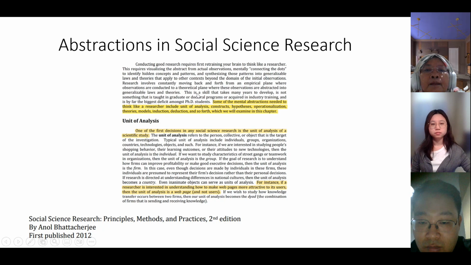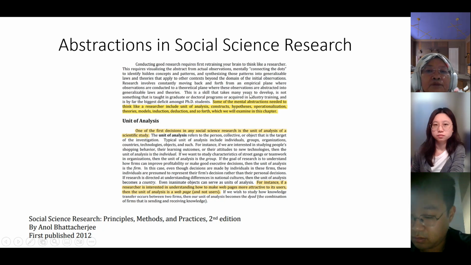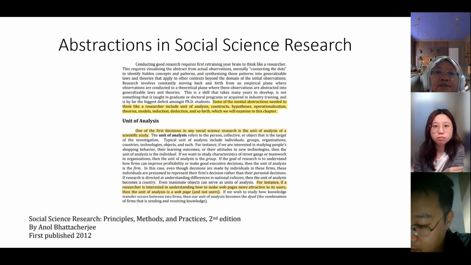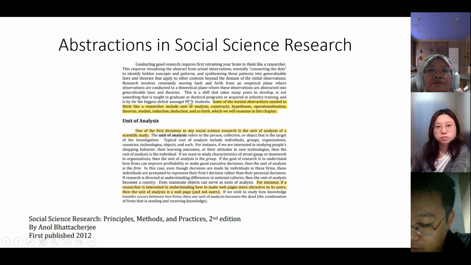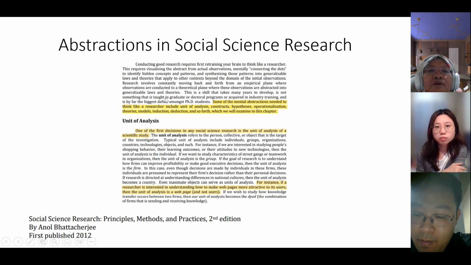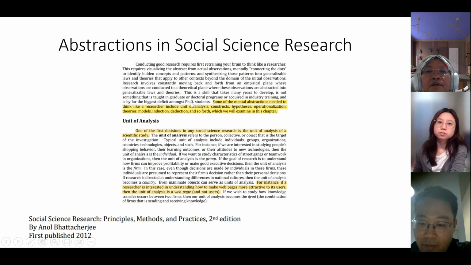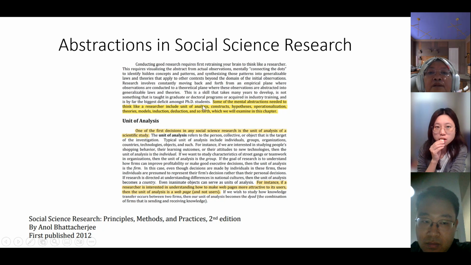Okay. This is a skill that takes many years to develop, and I think during your postgrad, PhD or masters, will help you to develop this skill. Of course, working in a research institute or a research lab might help you. So it says here, it's not something that is taught in graduate or doctoral programs or acquired in industry training, and is by far the biggest deficit amongst PhD students. Well, it depends. I think by the end of it, you would know the theory of the area that you're doing it on.